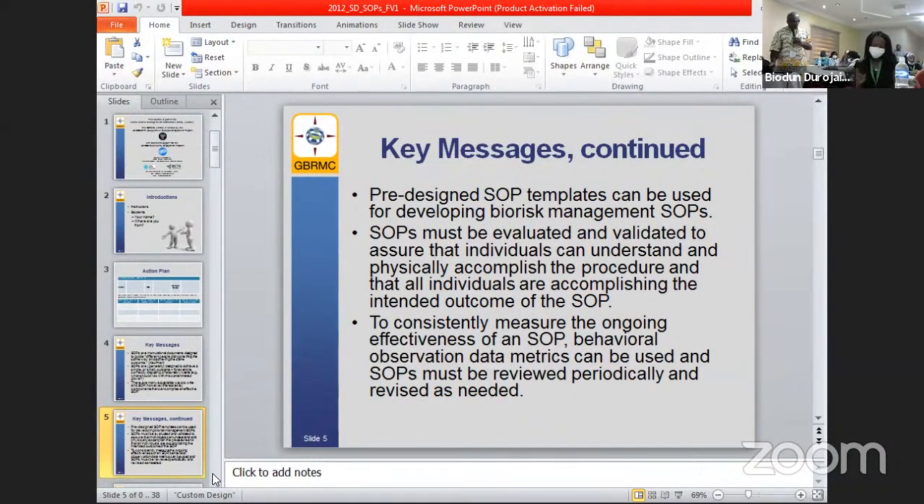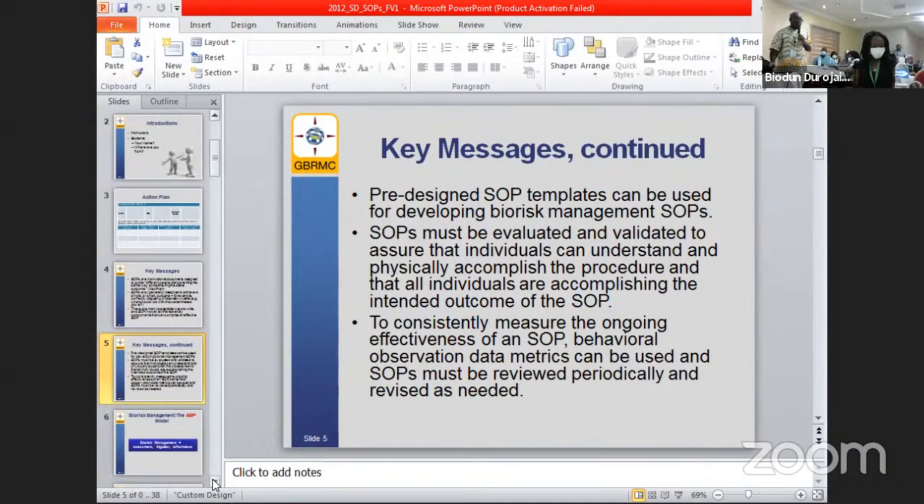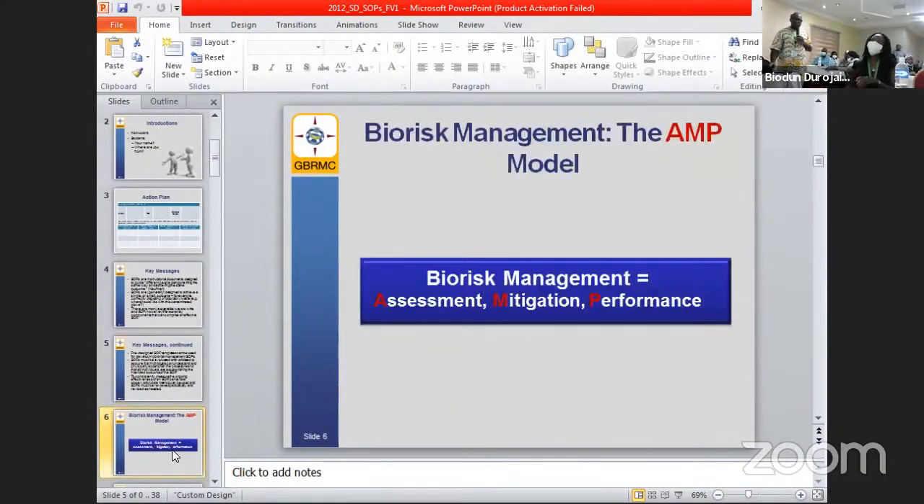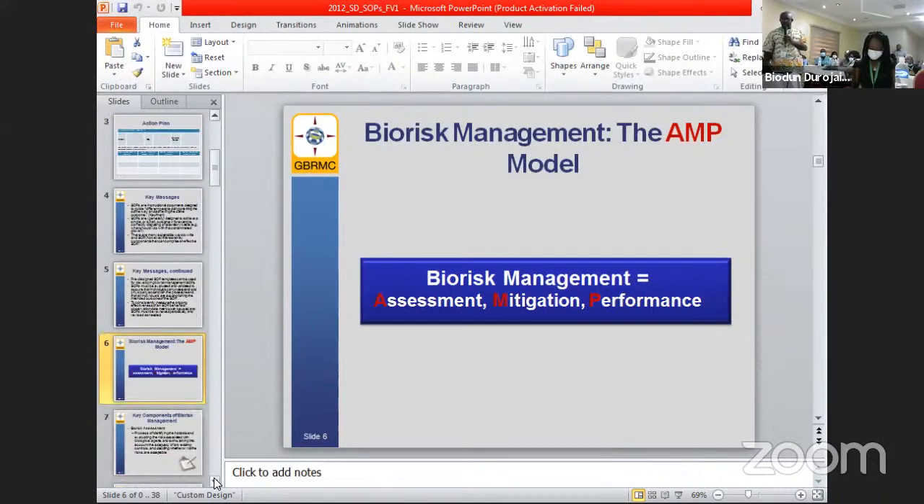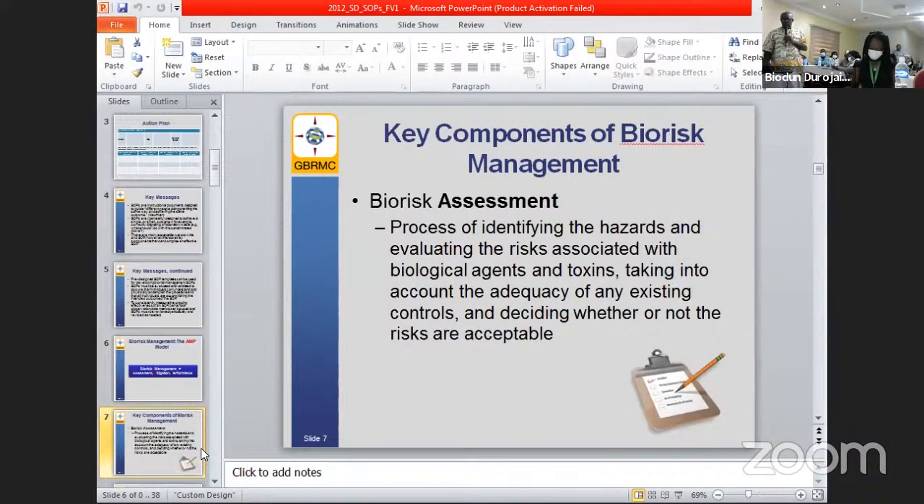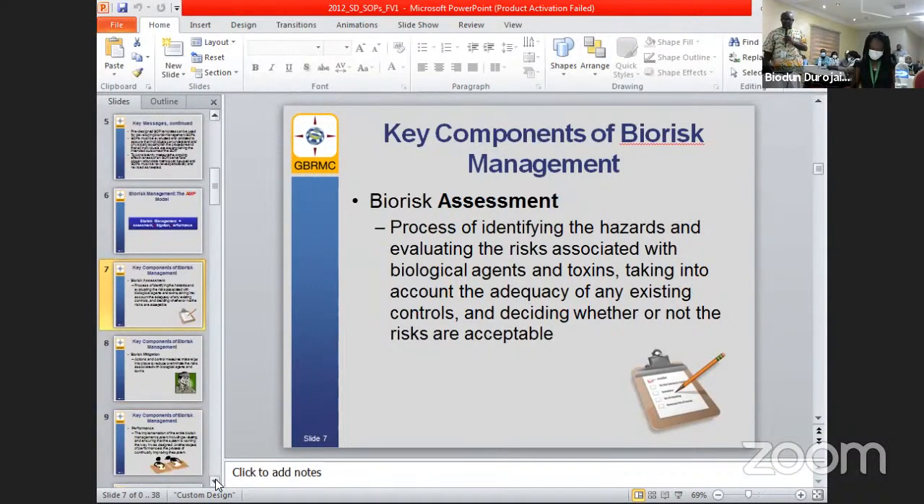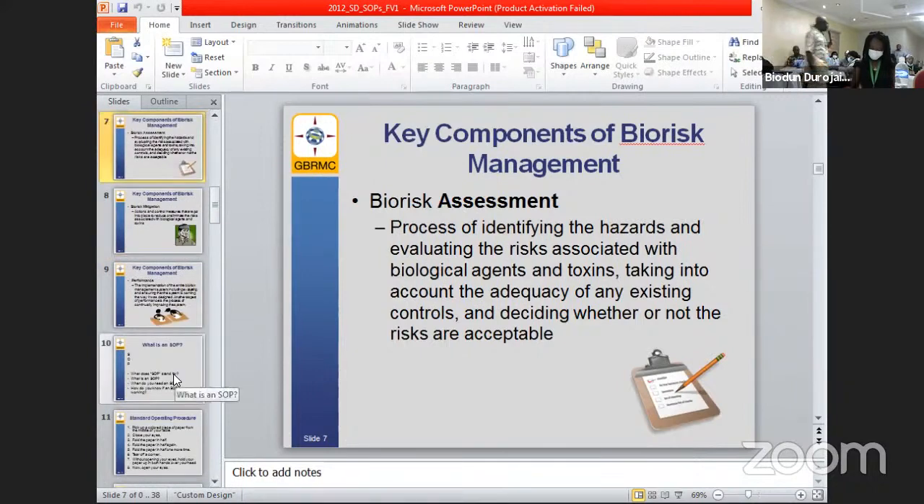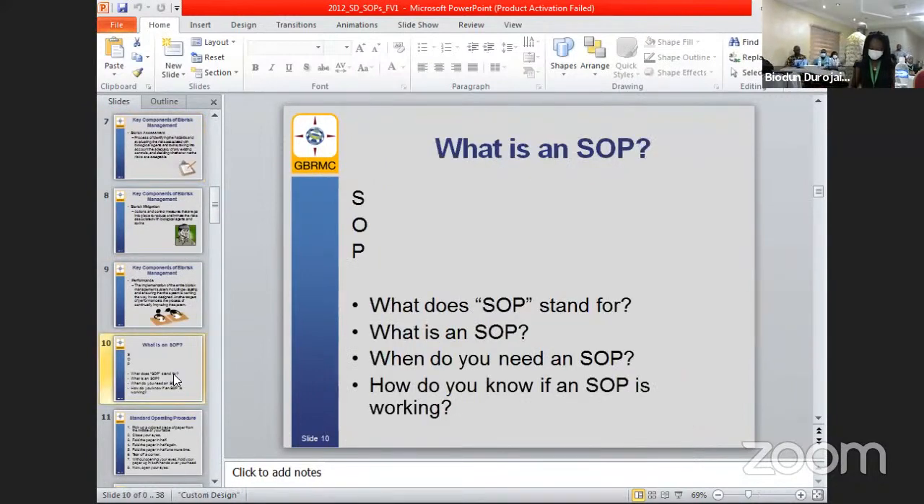Again, the AMP model applies: assessment, mitigation, and then performance. What is an SOP? What does SOP stand for? When do you need an SOP? How do you know if an SOP is working? The various groups, then we just share the common answers.